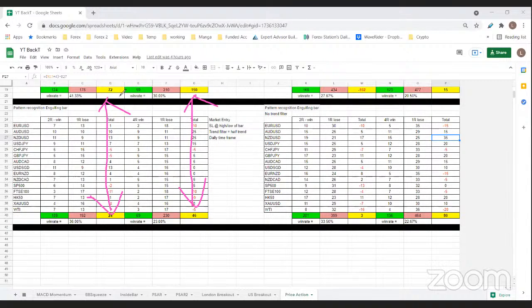Shooting star is up by 72% for a 2R win, and the engulfing bar is only up by 24% for a 2R win. That's quite little, over 300 trades. So over 300 trades for a 4R win, I'm only up by 46%. That is quite low. So now at this point, I can only suspect one of two things.